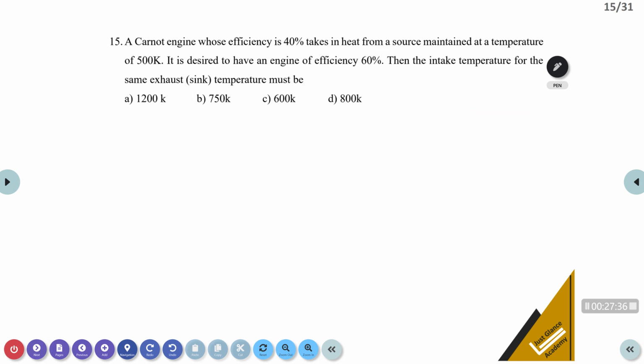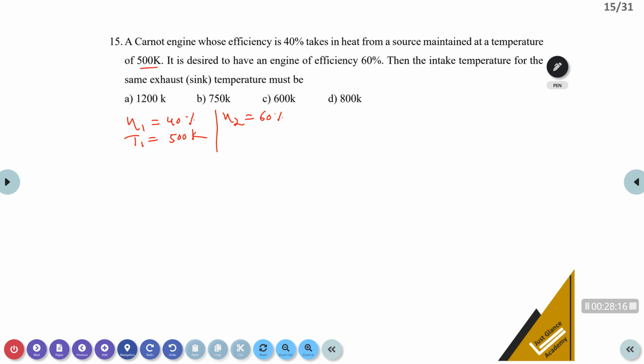Next. A Carnot engine whose efficiency E1 is 40% takes heat from the source maintained at a temperature of 500 Kelvin. So the source temperature means T1 equals 500 K. Whenever you use the word source, it is T1. It is desired to have an efficiency of 60%. I want to increase the efficiency to 60%.